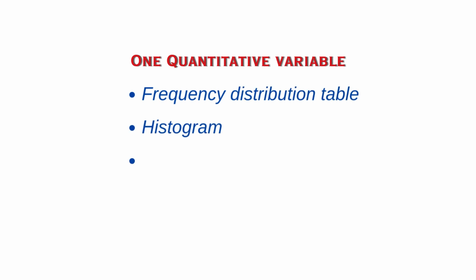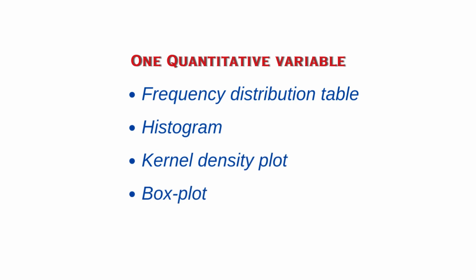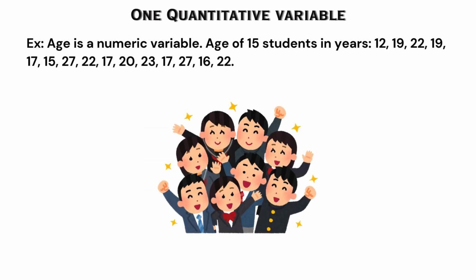What about quantitative variable? If there is one quantitative variable, then we can use frequency distribution table, histogram, kernel density plot, box plot, etc. Suppose the age of 15 students is known. How can we represent the data in graphs or tables? Let's create a frequency distribution table.